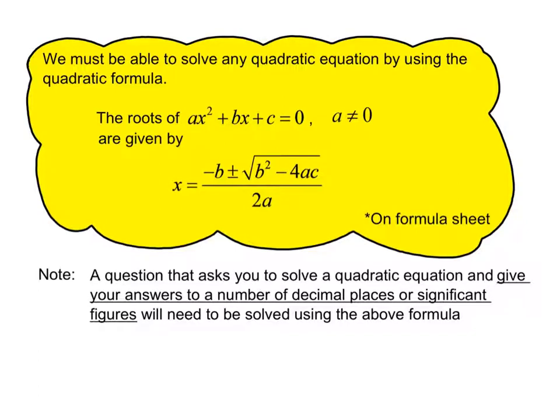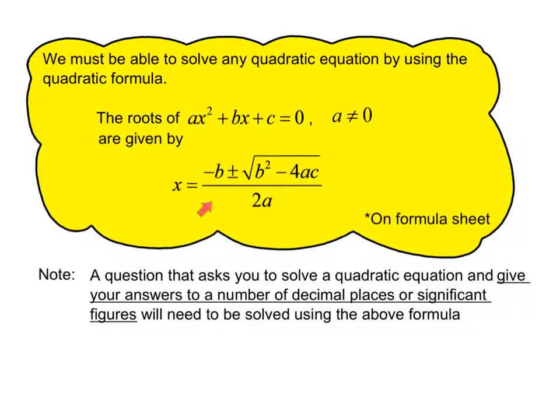We're now going to look at solving quadratic equations by using the quadratic formula. To solve a quadratic equation using the formula, we first of all need to make sure that our equation is in standard form, so our x squared term followed by our x term followed by our constant term, and set equal to 0. This is our quadratic formula down here.